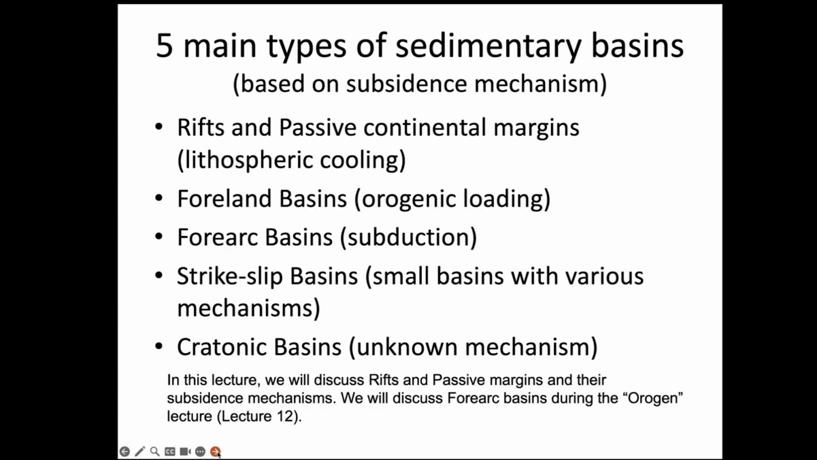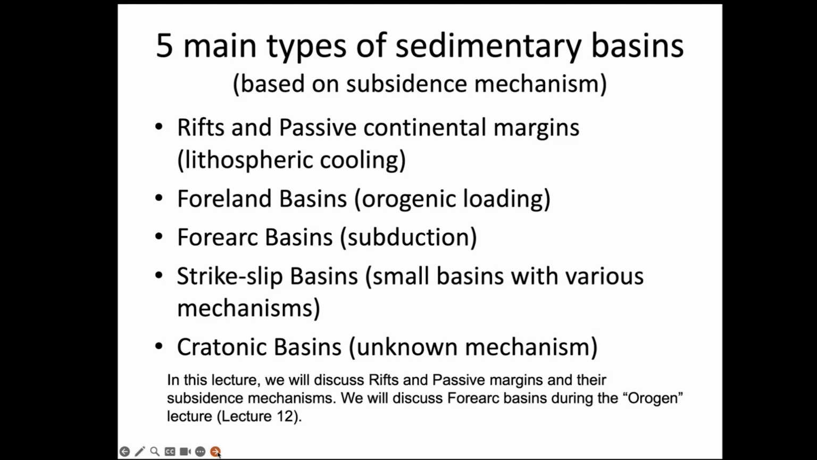All right, so there are 5 main types of sedimentary basins, and these are subdivided based on subsidence mechanisms, what causes them to create space for sediments to accumulate, which is called accommodation space. So rifts and passive continental margins are formed as a result of rifting and lithospheric cooling, as we will talk about later. Foreland basins are caused by orogenic loading, which will not be discussed in this lecture, but will be discussed in a later lecture.